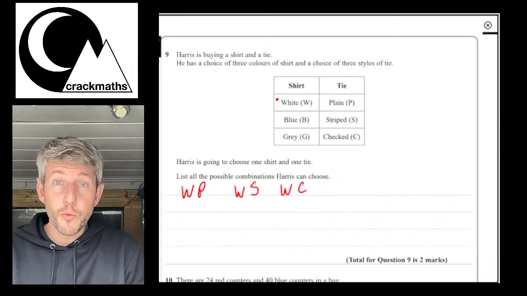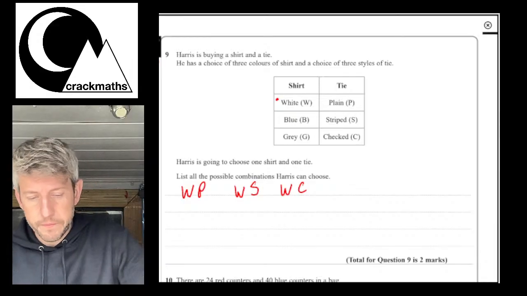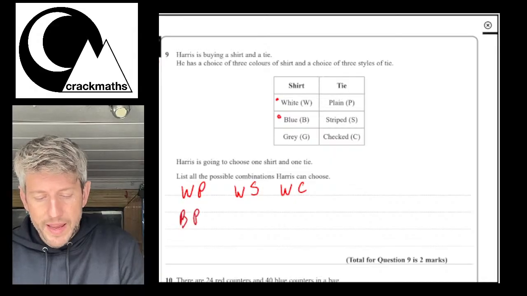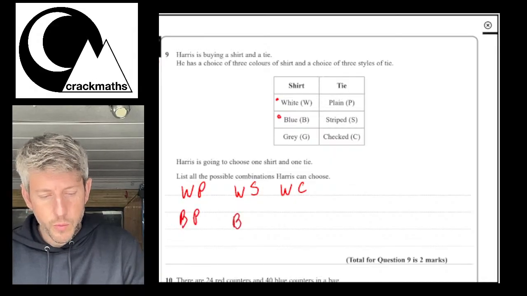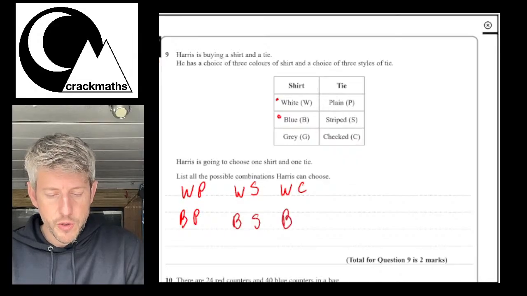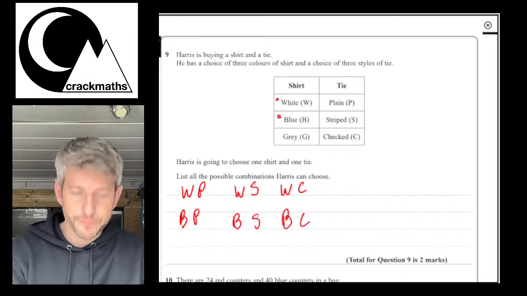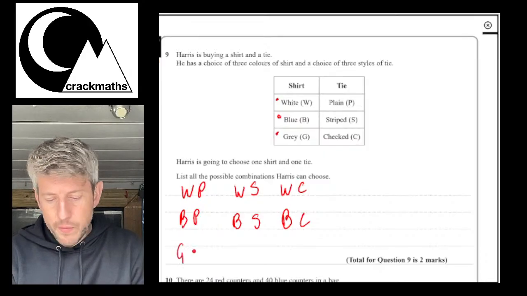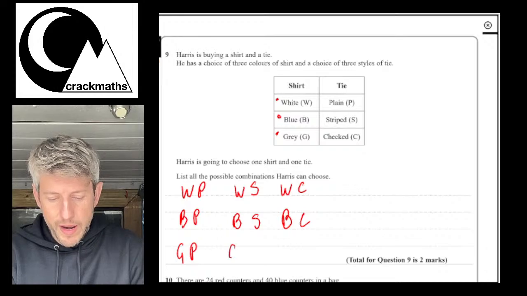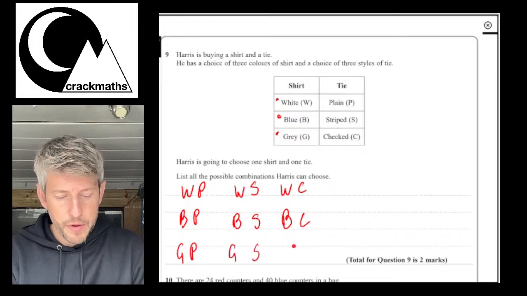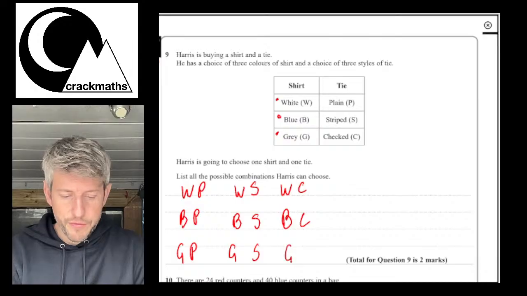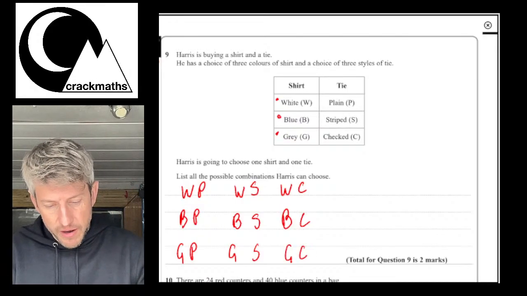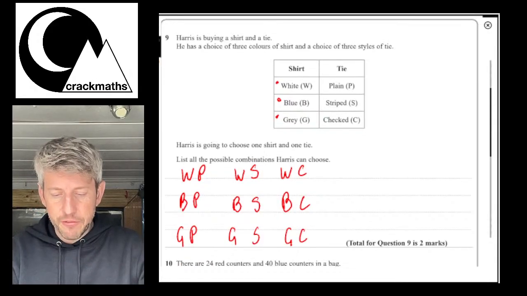Okay, so these are all the combinations he can have when he has the white shirt. Next, we've got the blue shirt, so we can have blue with the plain tie, blue with the stripes, and blue with the checked. Okay, now we've got the grey tie, and again, we've got grey with the plain, grey with the striped, and grey with the checked. Okay, right, so that's all the combinations there. So there's 9 combinations that he could have.